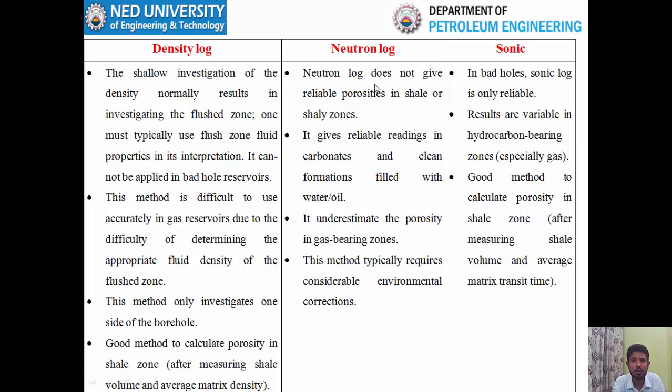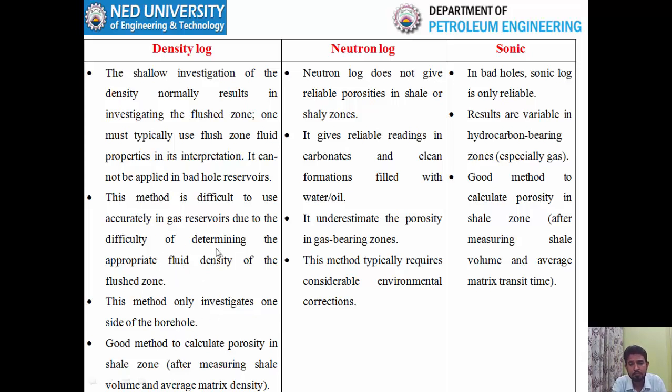Again, the neutron log will not be reliable in shaly zones. But the neutron log is more reliable as compared to density and sonic logs in clean carbonates. So when you have clean carbonates, limestone or dolomite, you can trust the neutron log more than the density and sonic logs. Basically, the density method is difficult to use accurately in gas reservoirs due to the difficulty of determining the appropriate fluid density of the flushed zone.